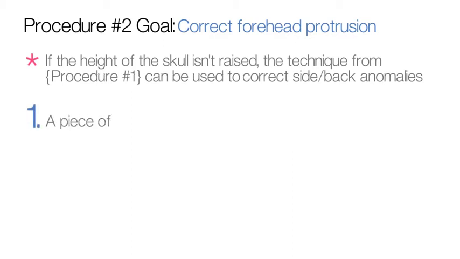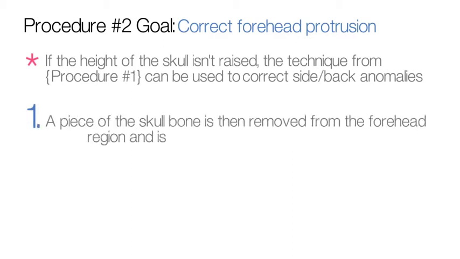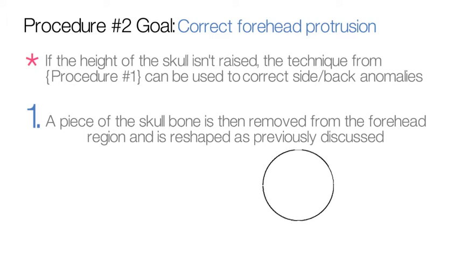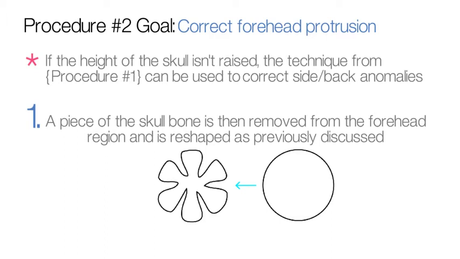So first, a piece of bone is removed from the forehead region and is reshaped as previously discussed. This reshaping will allow the forehead to grow more smoothly and to be molded more naturally.